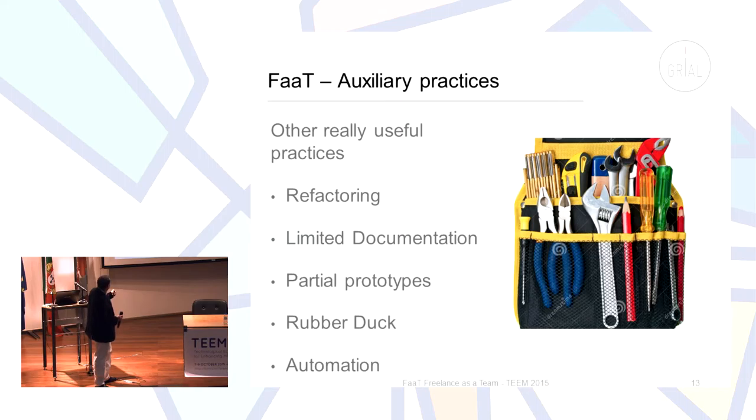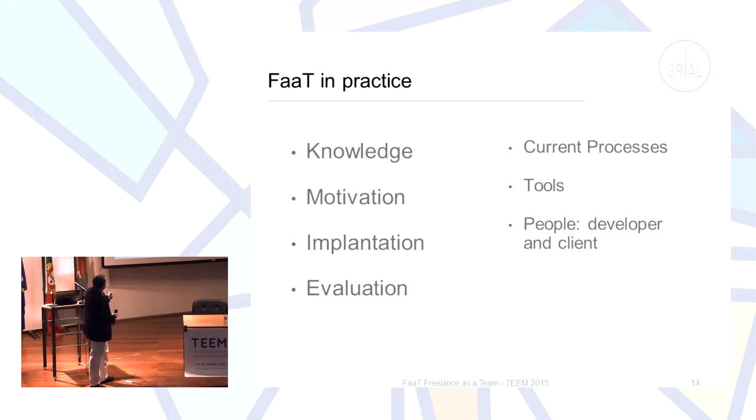And what auxiliary practices were chosen? Well, also well known: refactoring, limited documentation, partial prototypes, the rubber duck, and automation. Perhaps the most funny is the rubber duck. When you have to talk with your partners, and you have no partners, then you put a rubber duck on your table and say, well, what's happening?